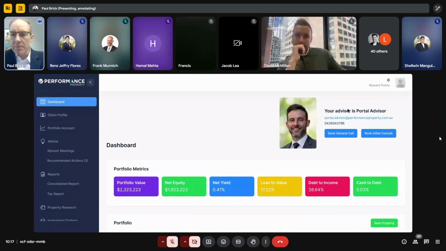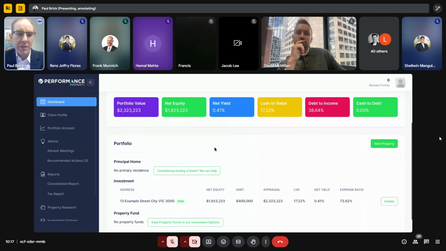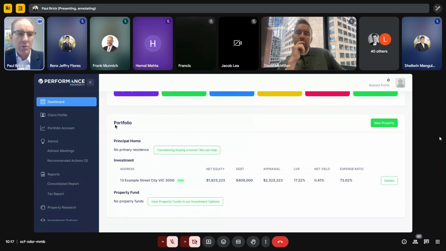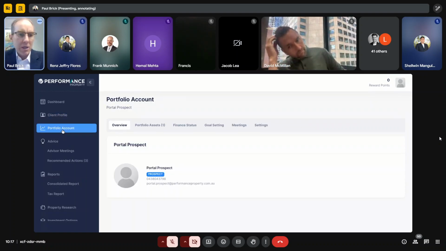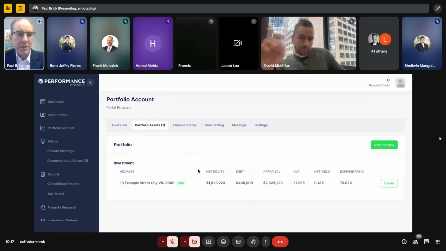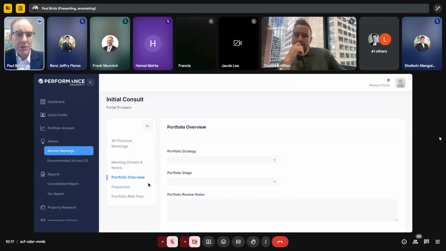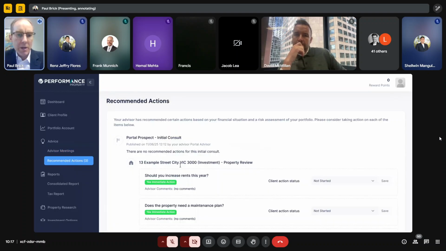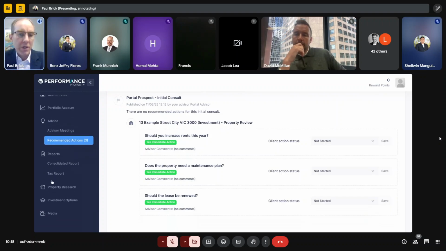So this is the live view now that we're going to be releasing. As a client, you'll be able to log in, you'll be able to see who your advisor is and book in meetings and calls. You'll see some key portfolio metrics up the top, as well as your property portfolio here. You'll be able to look at your client profile through this section, your portfolio account and all of your assets in here. You'll be able to view things like advisor meetings and the notes from those meetings. You'll be able to view some recommended actions from meetings with your advisor.